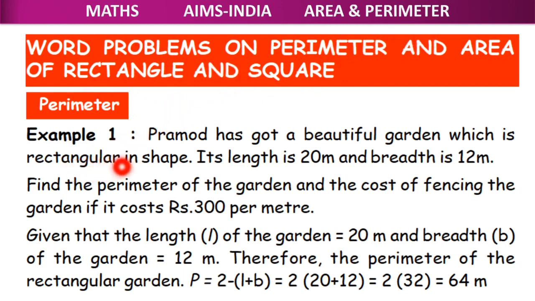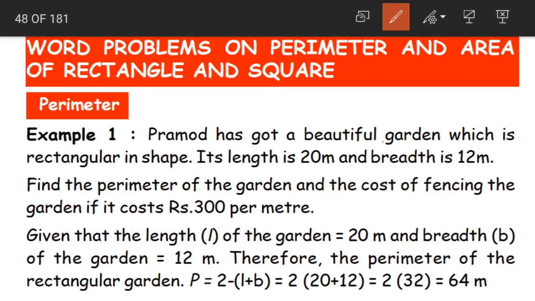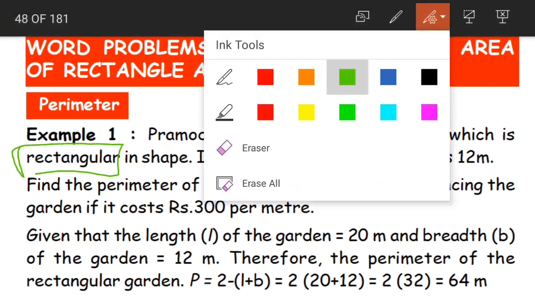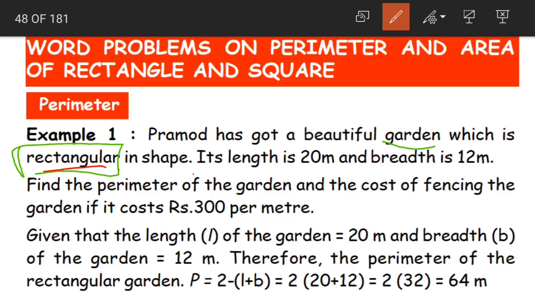Coming to the first example, Pramod has got a beautiful garden which is rectangular in shape. Its length is 20 meters and breadth is 12 meters. Find the perimeter of the garden and the cost of fencing the garden if it costs 300 rupees per meter. Now what are they saying here children in the question? Our garden is in rectangular shape and we have to find out the perimeter.